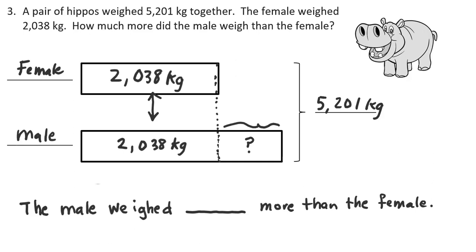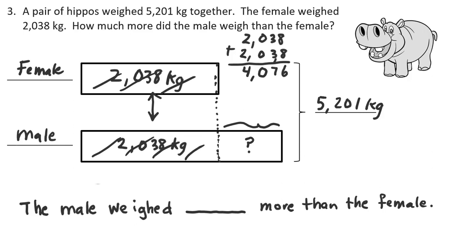So let's start with 2,038 plus 2,038. 8 plus 8 is 16. 3 plus 3 plus 1 is 7. 0 plus 0 is 0. And 2 plus 2 is 4. So that means that this part of the tape combined with this part of the male's tape is 4,076 kilograms.